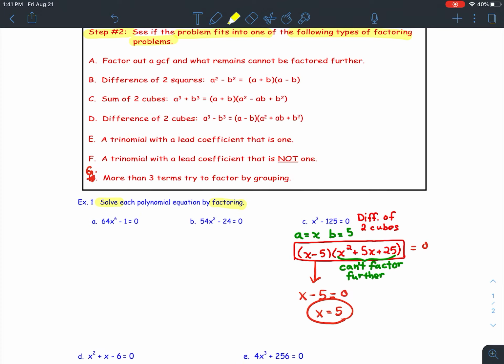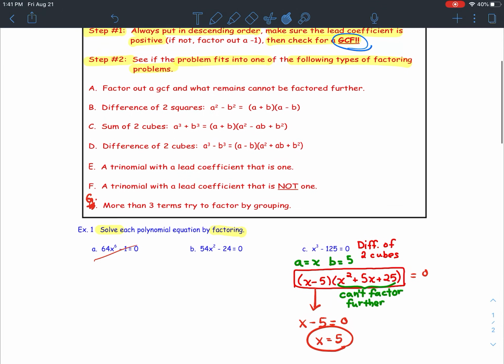Okay. It is important, though, since the directions are asking you to do this process by factoring, that you have shown this step, and then you can go down to your answer. But you should show how that difference of 2 cubes looks in its factored state. Okay, we are going to skip letter A.